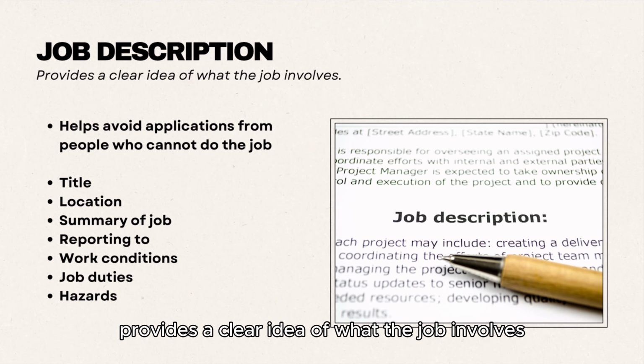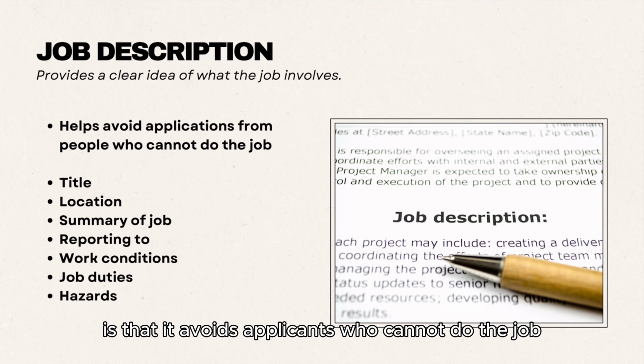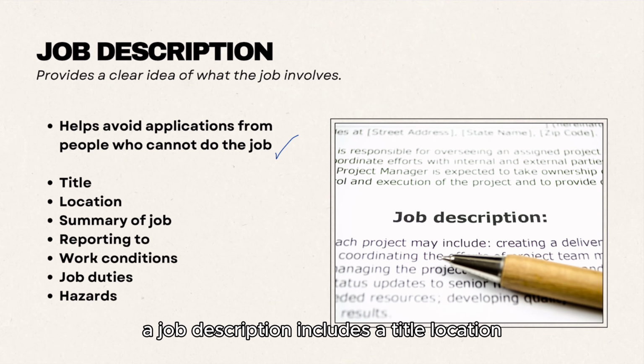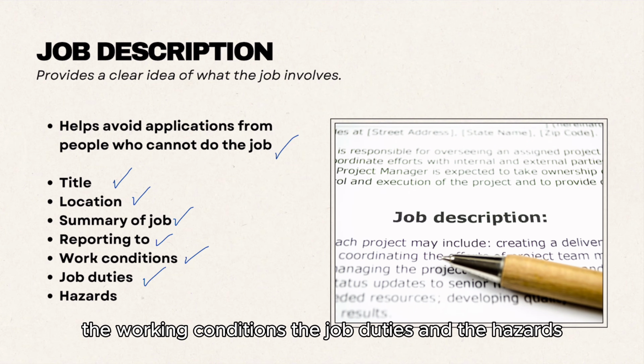A job description provides a clear idea of what the job involves. The purpose of a job description is that it avoids applicants who cannot do the job from applying for the job. A job description includes a title, location, summary of the job, who you report to, the working conditions, the job duties, and the hazards.